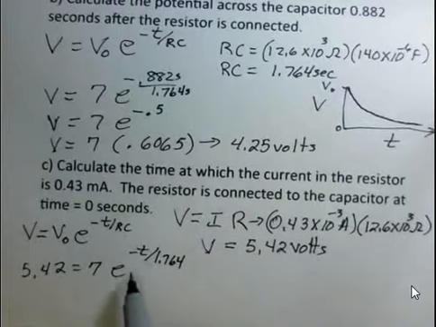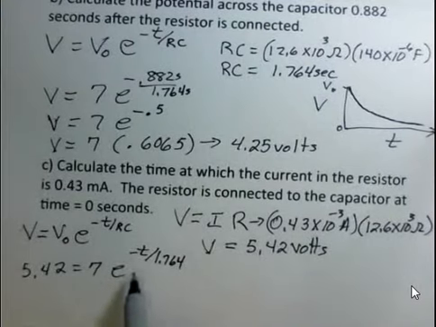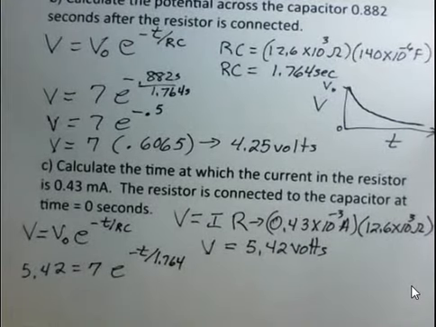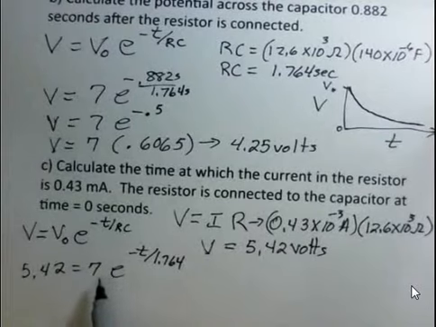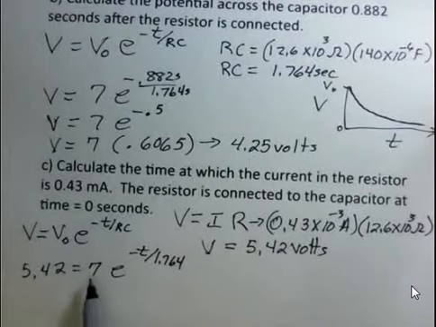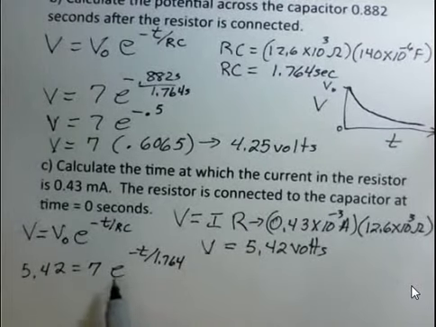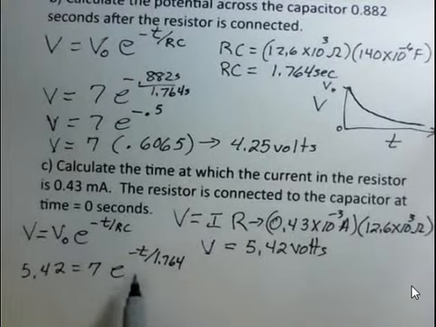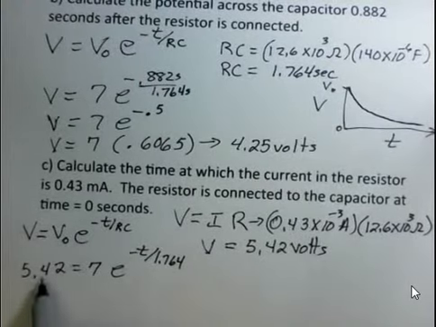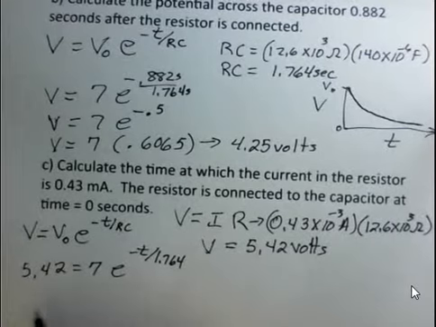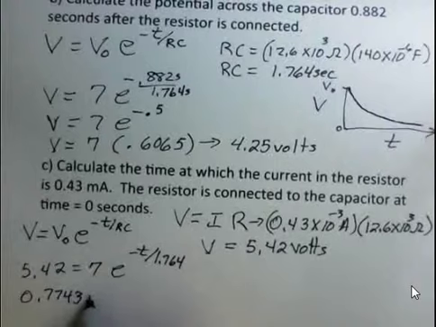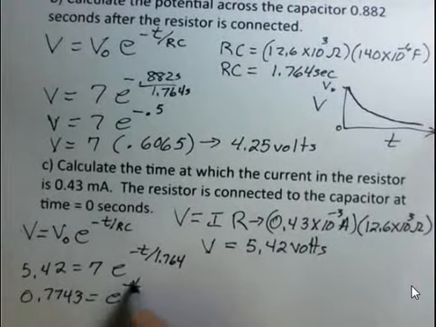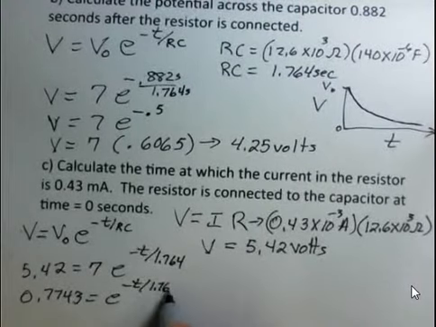Now I have a situation here where this t is kind of buried inside the exponential function. So I'm going to have to get that out. The way we're going to do that is take natural log of both sides. But before you take natural log of both sides, you should divide both sides by 7, so you just get the exponential on the right side. So 5.42 divided by 7, I get 0.7743 equals e to the minus t over 1.764.